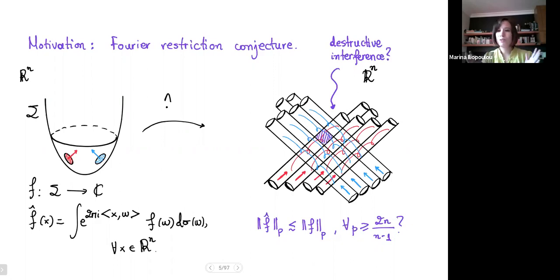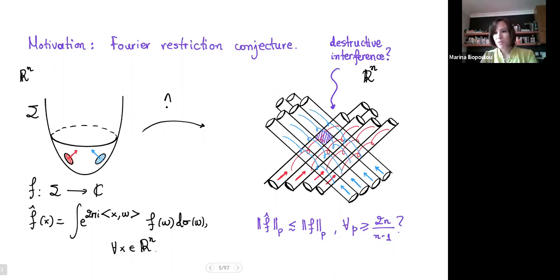I should say that this problem has a lot of applications in geometric measure theory and PDE. So for instance, if we have the paraboloid as our curved surface, then the Fourier transform of a function is essentially the general solution to the Schrödinger equation with some specific initial data. If we look at the cone instead, then we get the solution to the wave equation. If we look at the sphere, this is associated to the Helmholtz equation. So there are a lot of connections there.